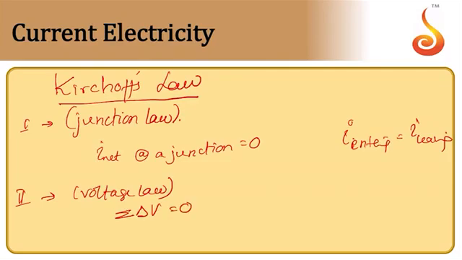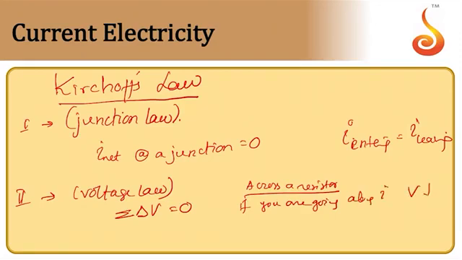Net change in potential is 0. Now the net change in potential involves perhaps the changes across the resistors and changes across the EMF sources. So we need to have a simple sign convention here. This is very simple. Across a resistor, if you are going along the direction of the current, then there is a drop in potential. And if you are going against the current, then there is a rise in potential.